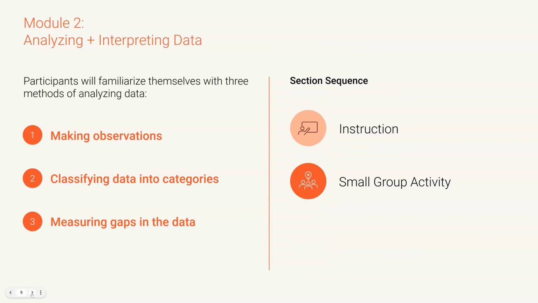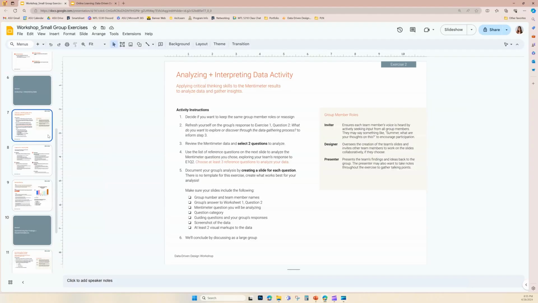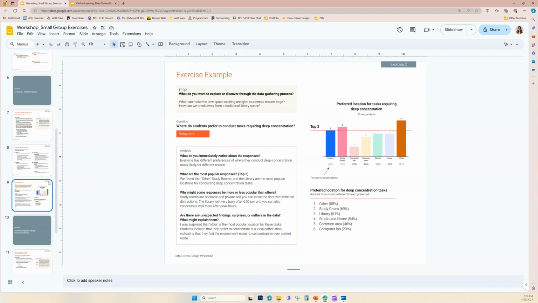In Module 2, Analyzing and Interpreting Data, participants will familiarize themselves with 3 methods of analyzing data. 1. Making observations. 2. Classifying data into categories. And 3. Measuring gaps in the data. Similar to Module 1, students will break into the same small groups and continue advancing through the process. In this exercise, students will receive the data we previously collected in Mentimeter and examine it through the lens of a data analyst. Instead of populating a worksheet, students will select 2 questions from the data, analyze them, and create a visual representation of their findings.